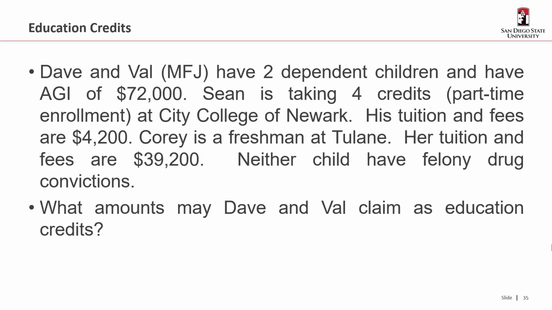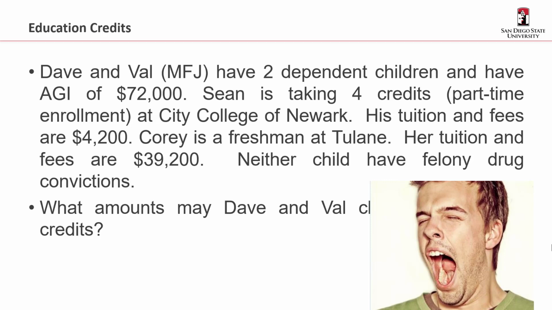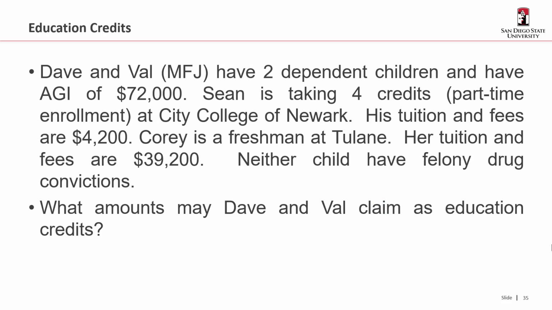So Dave and Val are married filing joint. They have 2 dependent children, and have AGI of $72,000. Sean's taking 4 credits, so he's a part-time student at City College of Newark. His tuition and fees are $4,200. Corey is a freshman at Tulane. Her tuition and fees are $39,200. Neither of these children have a felony drug conviction. So what are the amounts that Dave and Val can claim as education credits on the tax return?